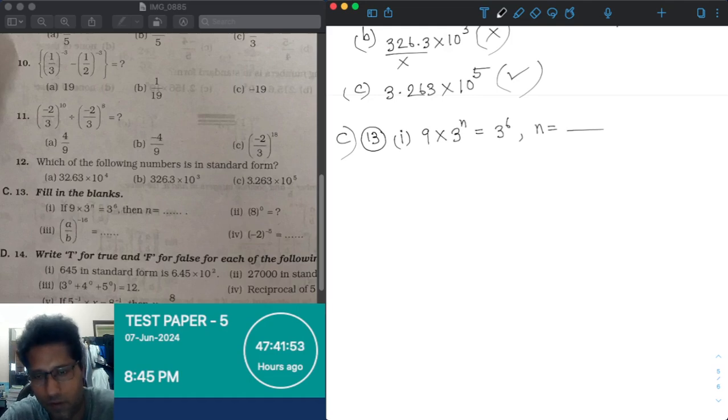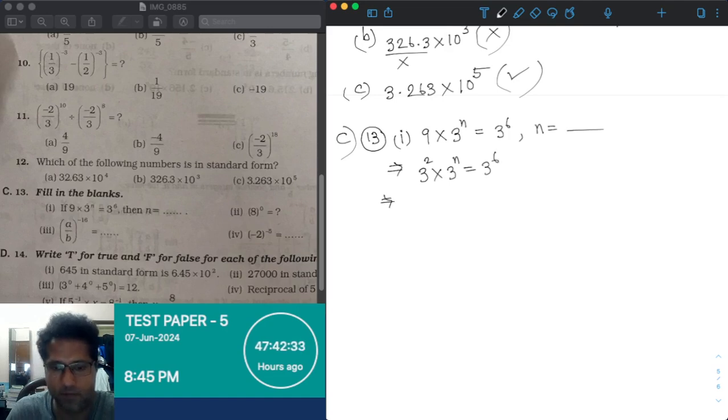We know that we have to convert the equation so that on both sides we have exponentials, and either the base will be the same or the powers will be the same. If the bases are the same, then we will equate the powers, and if the powers are the same, we will equate the bases. So the left hand side can be written as 9 is 3 square, because on the right hand side the base is 3 and the power is 6. Base is 3, so we have to convert the left hand side to an exponential form where the base will be 3. So 3 square multiplied by 3 to the power n equals 3 to the power 6.